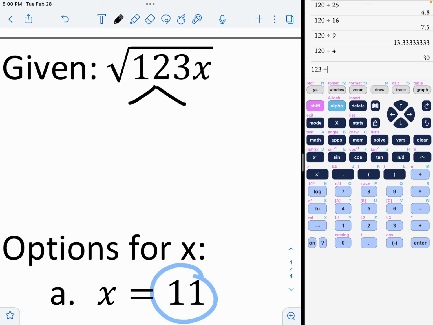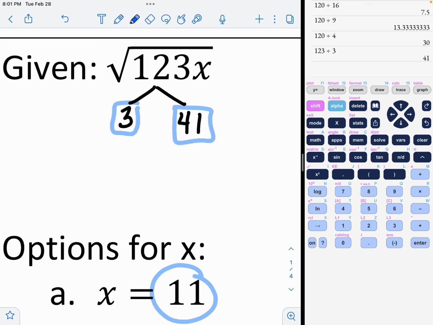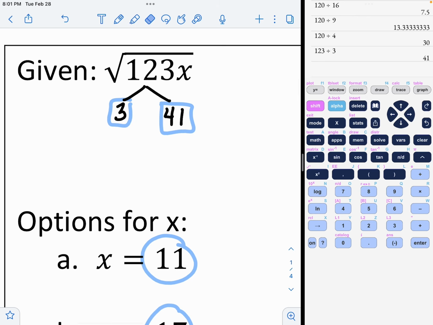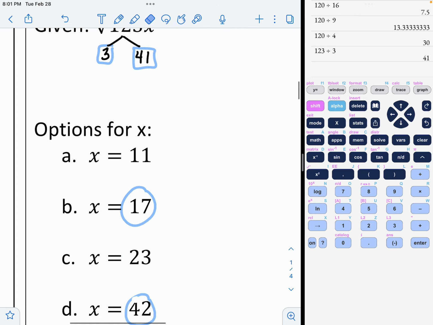I know 123 divides by 3. It's 3 and 41. These are prime numbers that can't be broken down anymore. So then what we're going to do is go through our multiple choice options, and reason through which option has a factor that is either 3 or 41. So, in other words, what are factors of 11? Well, just 11 and 1.